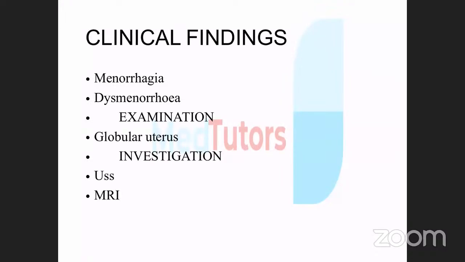What are the clinical features of adenomyosis? Dysmenorrhea, menorrhagia, dyspareunia, infertility. All right. What are the main findings of examination? You find a globally enlarged uterus. The uterus is bulky, but it is globular and smooth.